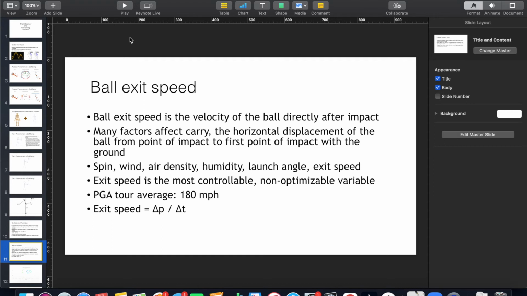However, exit speed is the only variable that is controllable and non-optimizable, meaning that wind, air density, and humidity are not controllable by the golfer, and spin and launch angle are optimizable, but exit speed cannot be maximized. In fact, you want to increase exit speed as much as you can in order to increase your distance. So the PGA Tour average is 180 miles an hour, and exit speed is going to be given by the change in position divided by the change in time. We will then convert this exit speed into miles per hour so we can compare it to the PGA Tour average.